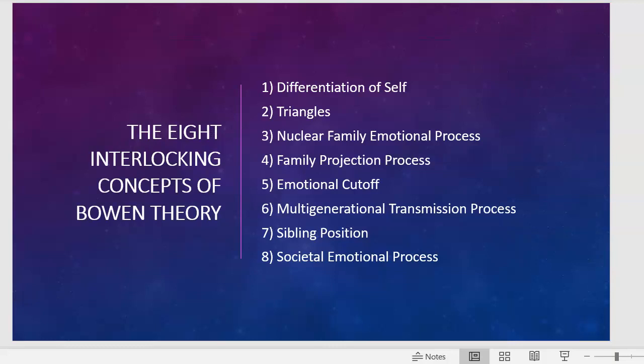So the next few slides are going to present some information on Bowen's eight interlocking concepts of family emotional systems theory. We're going to look at differentiation of self, triangles, nuclear family emotional process, family projection process, emotional cutoff, multigenerational transmission process, sibling position, and societal emotional process.